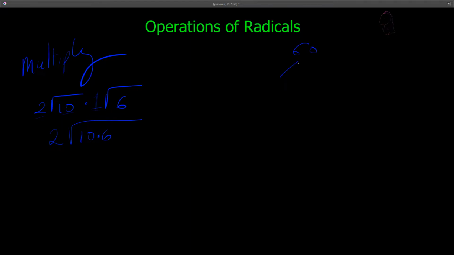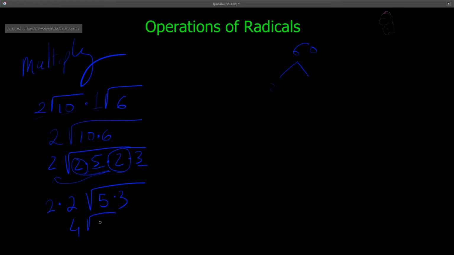And then you could take 60 and break that down into 2 and 30 or whatever. But you don't want to do that. You just want to break it down from here because it's already broken down to 10 and 6. And then I break 10 down to 2 and 5. And 6 becomes what? 2 and 3. Now I can see that there are two numbers that are the same. So I have a 2 and another 2. So those guys can go out. So I have 2 and another 2 now. What's left inside is a 5 and a 3. So now I have 4 radical 15.